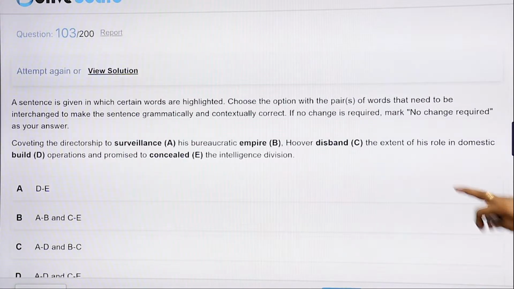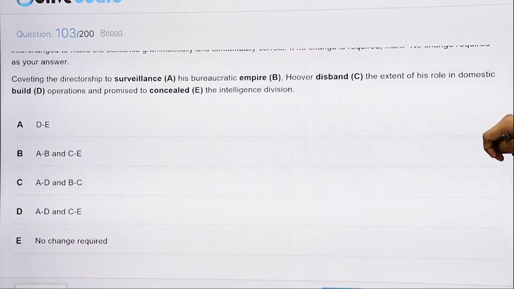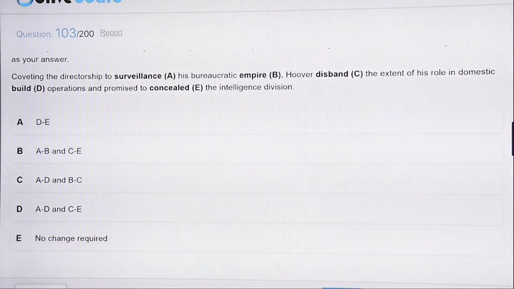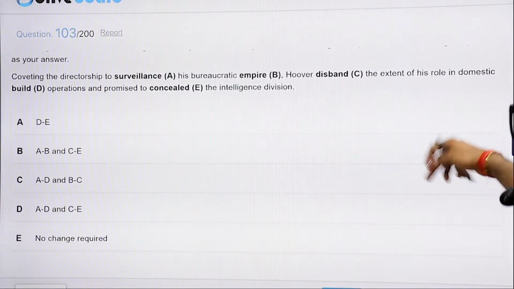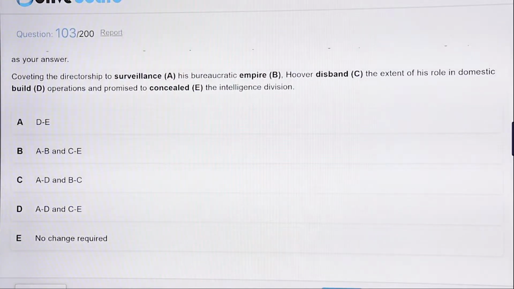Let's discuss some easy peasy in between to build confidence of mine, of yours. Coveting the directorship to surveillance his bureaucratic empire. What? Coveting the directorship to surveillance, noun, his bureaucratic empire, another noun. We can't have two nouns together. However, no, it's not however, someone who were disband the extent of his role in domestic build operations in, what is this? Obviously word swap, but all seem horrible to me. In domestic build operations and promise to concealed this.